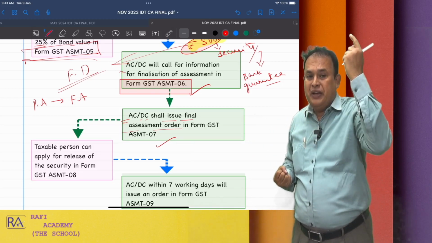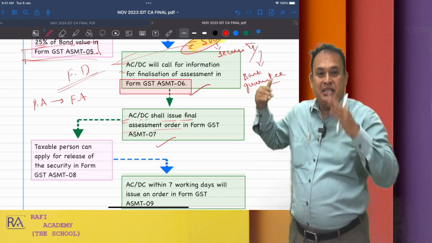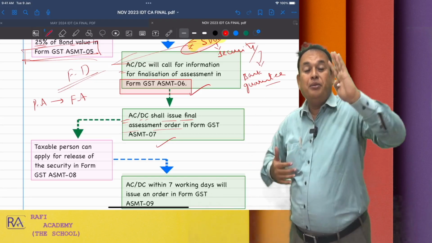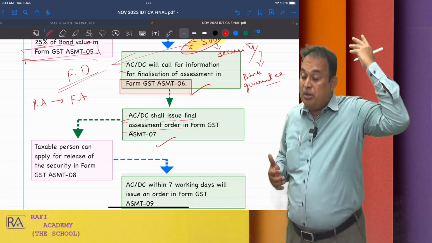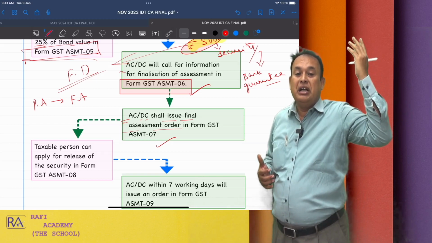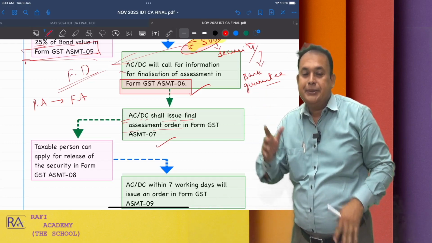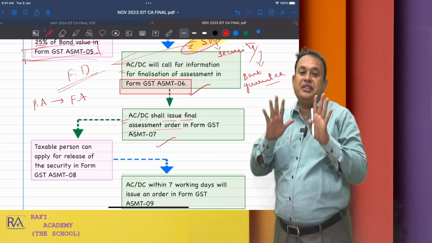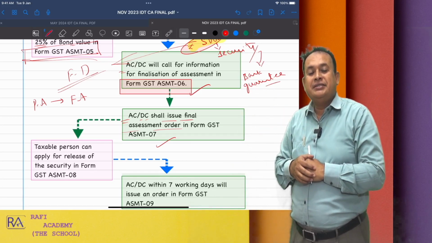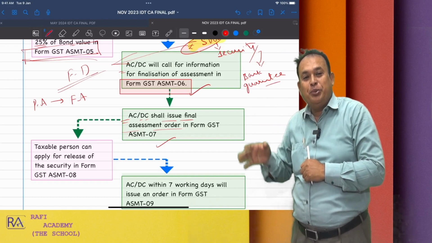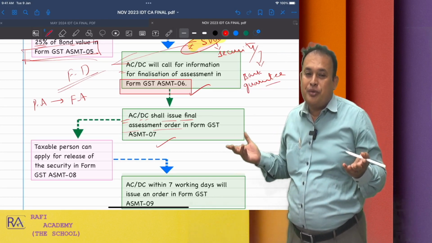PA should become FA within a further time period, up to 4 years. Initially 6 months plus 6 months plus 4 years. Who will grant the 4 years? The Commissioner or Principal Commissioner. Over a period of 5 years, if your PA has not become FA, as if there is no PA, the PA will disappear. After 5 years, you will have to pay the tax and interest and all, and a huge amount will come.